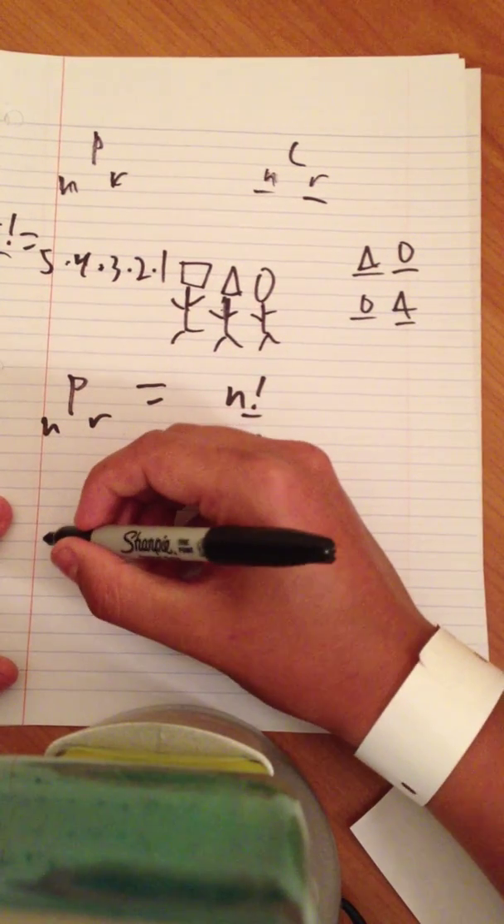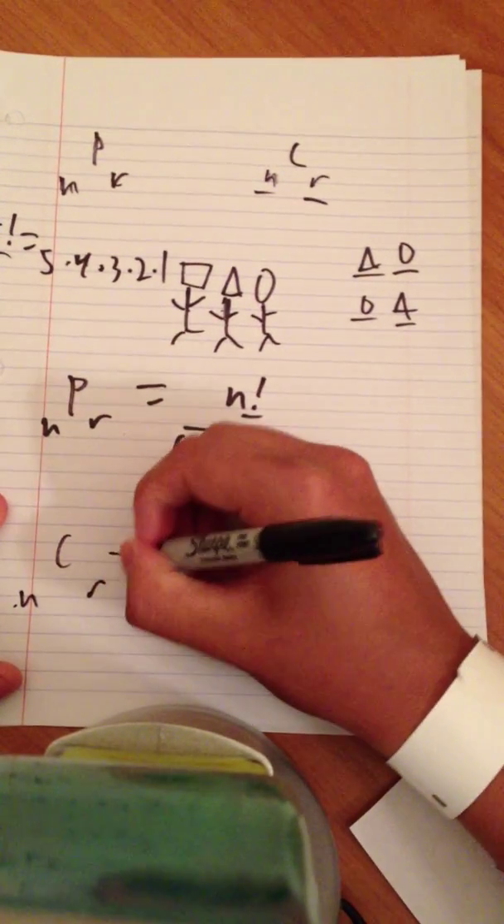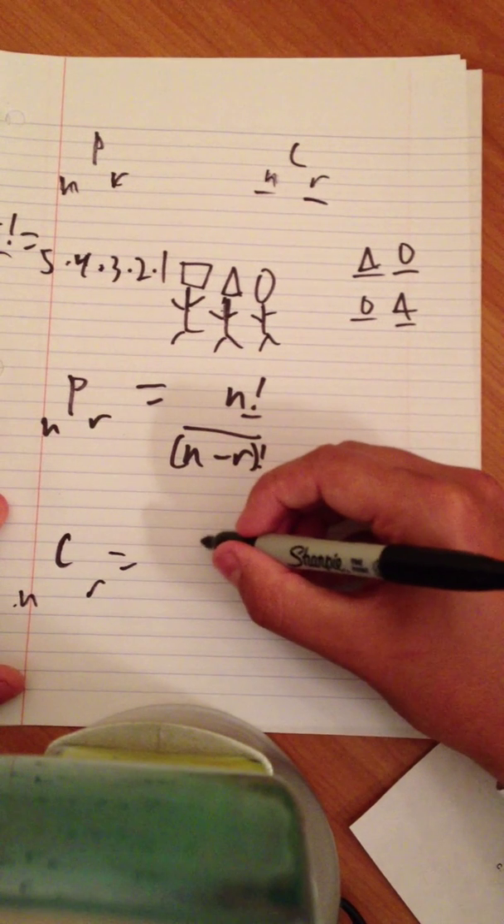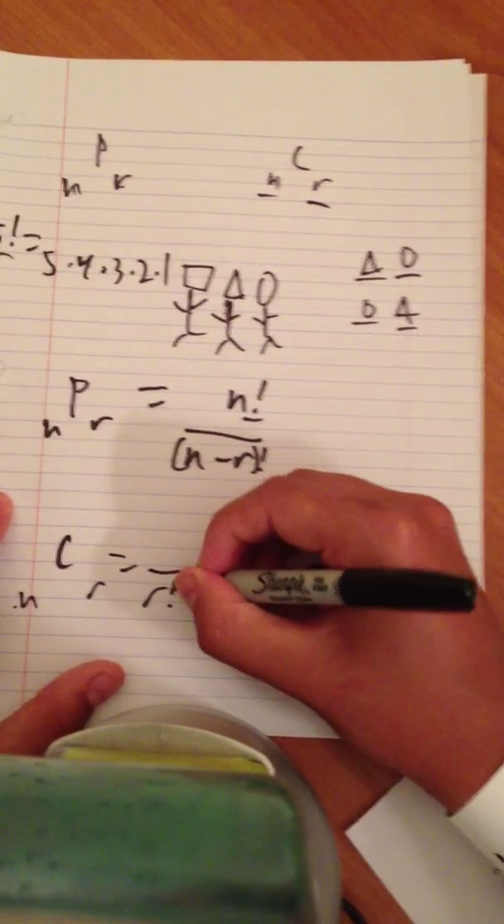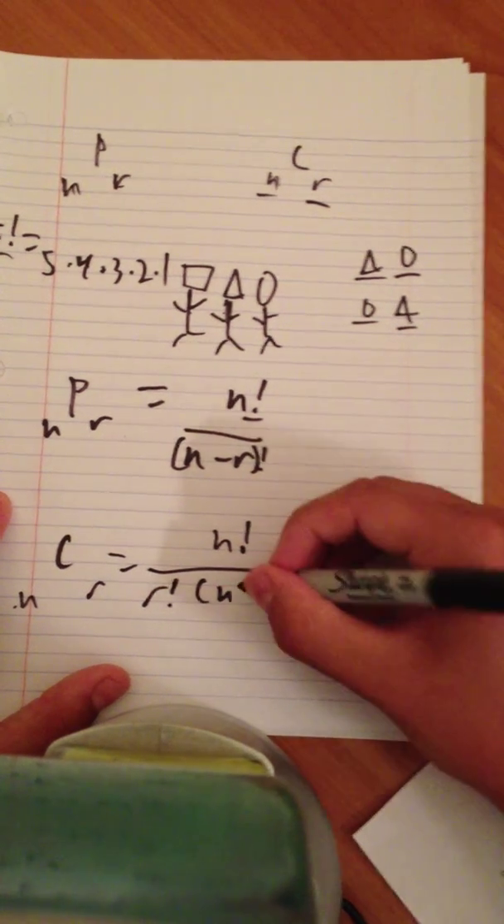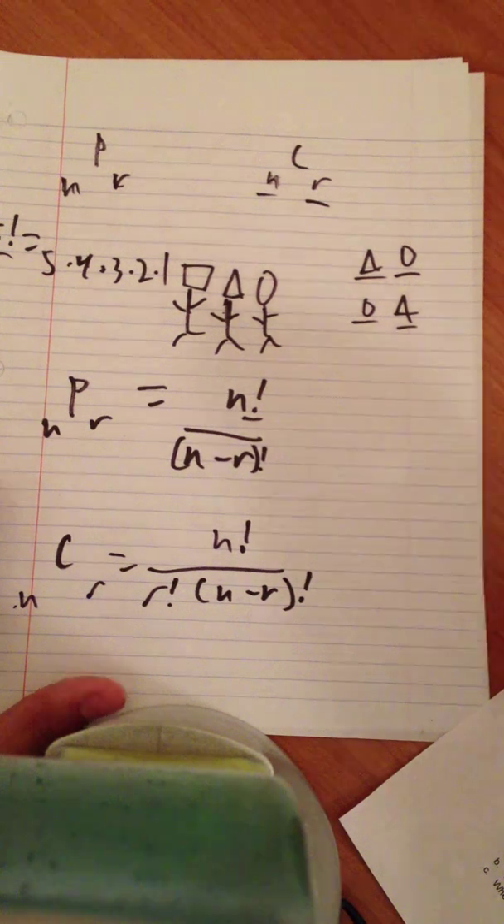And here's the formula for combination. So C(n, r) is equal to n factorial over r factorial, and then the same thing, (n minus r) factorial.